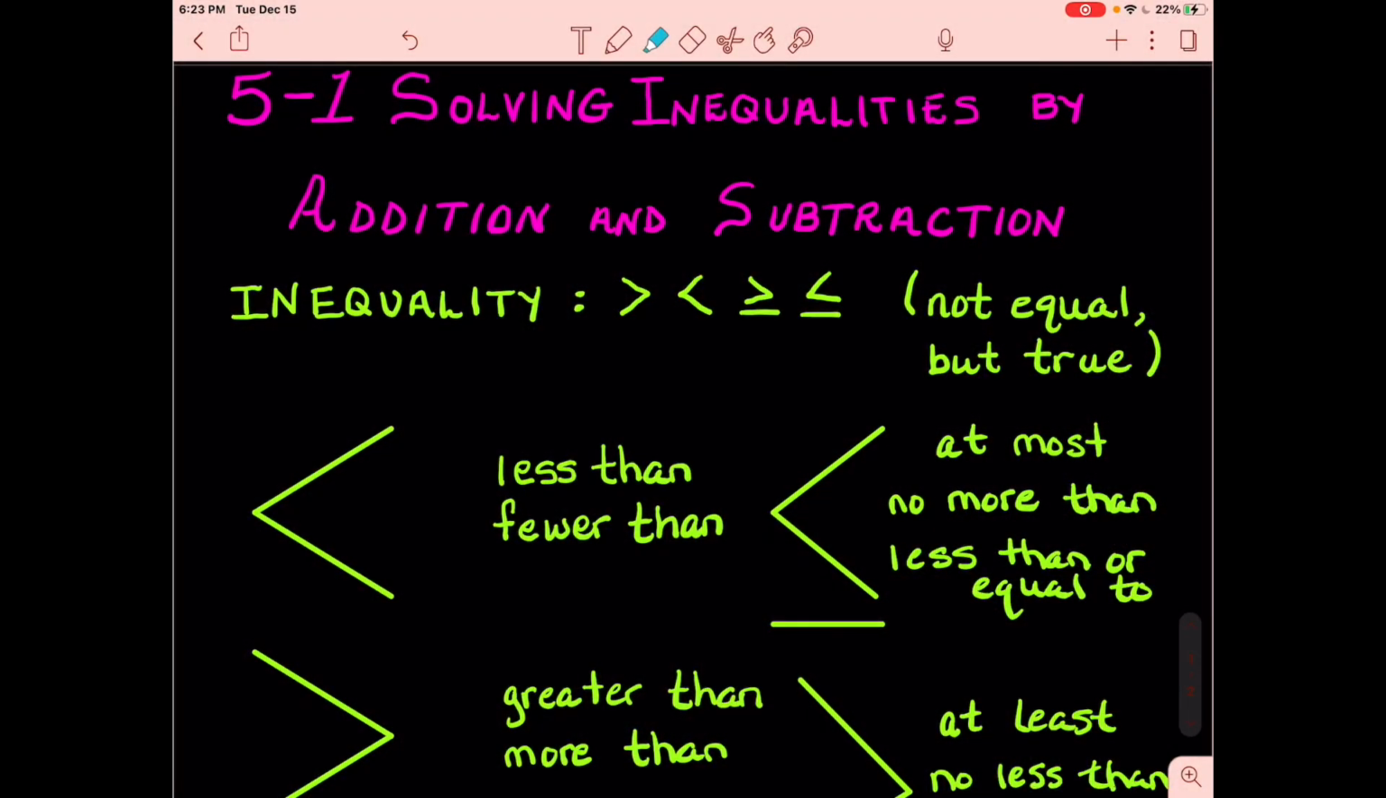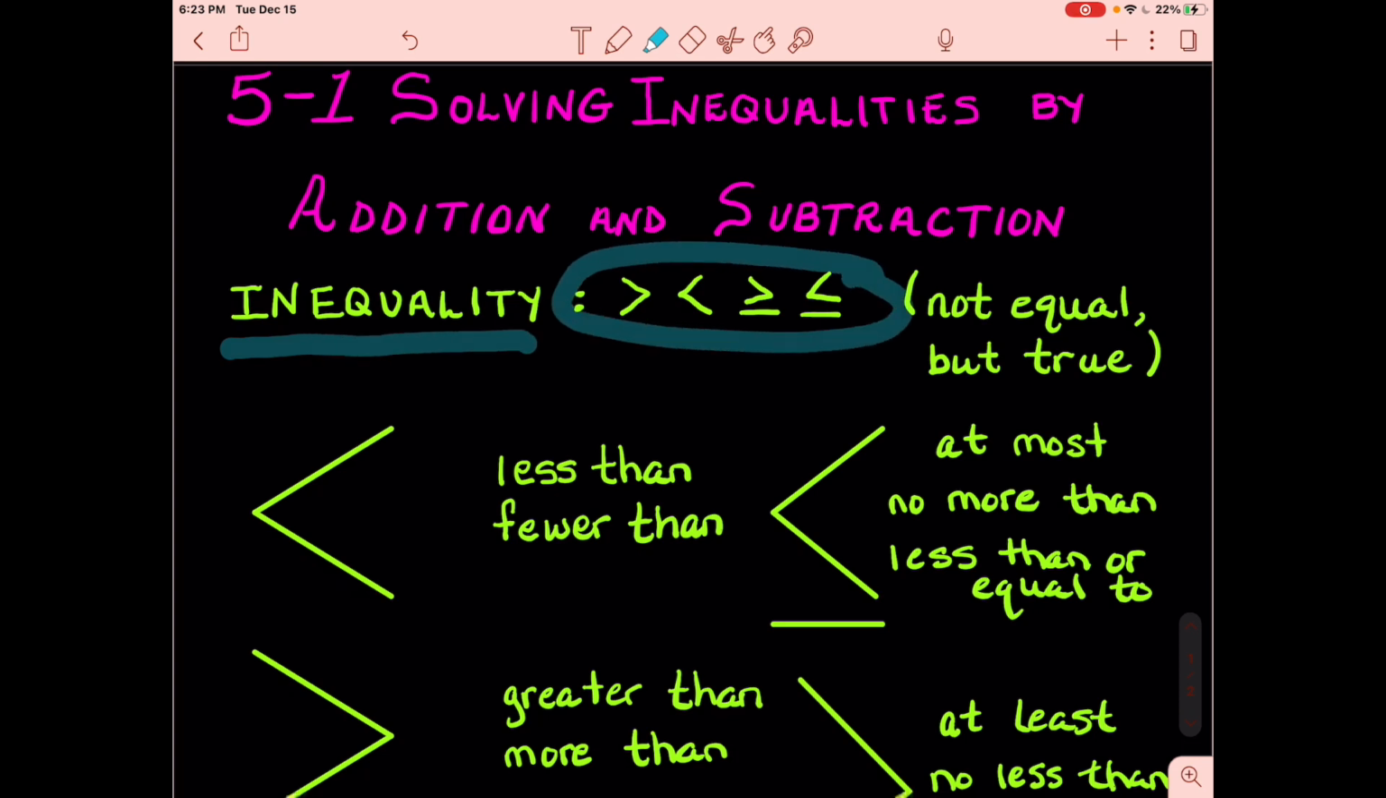Hi guys, this is lesson 5.1, solving inequalities by addition and subtraction. In this chapter, instead of equalities with equal signs, we're going to be doing inequalities, and we're going to see signs like this. A lot of what we're going to do is using the same skills that you've already been practicing. There's only a few details to pay attention to that are different in inequalities.